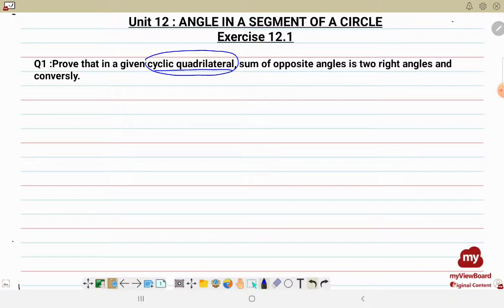Prove that in a given cyclic quadrilateral, sum of the opposite angles is two right angles. Right angle means 90 degrees, right? Two right angles means 2 into 90, that is 180 degrees. So we just have to prove that the angle sum of the opposite angles must be equal to 180 degrees. Since it is a cyclic quadrilateral inscribed inside a circle, we must draw a circle first. Okay, let's draw the circle.